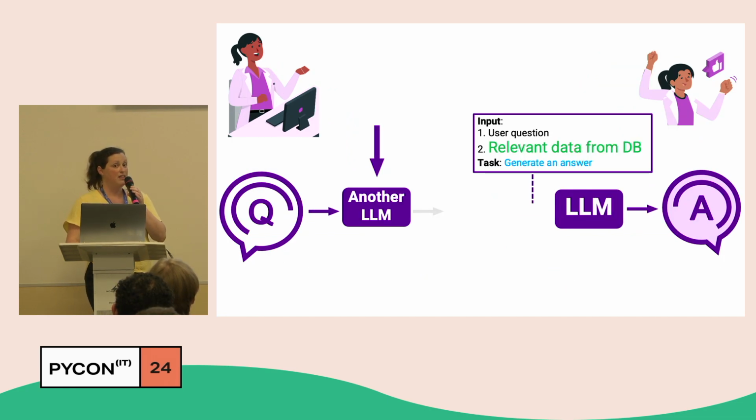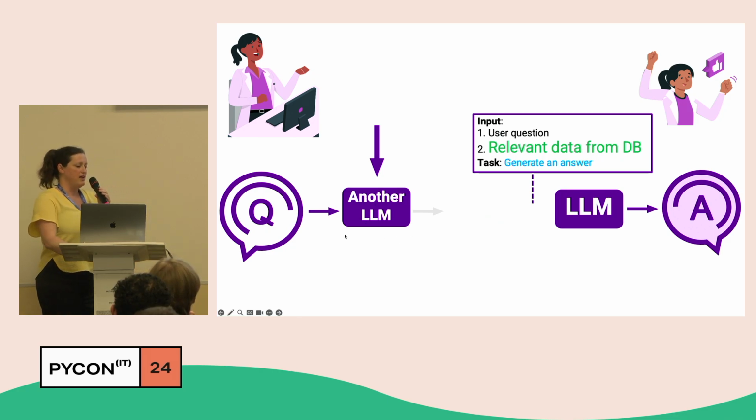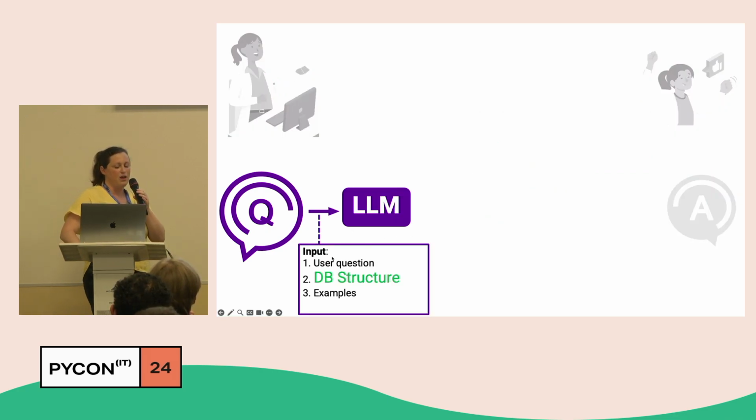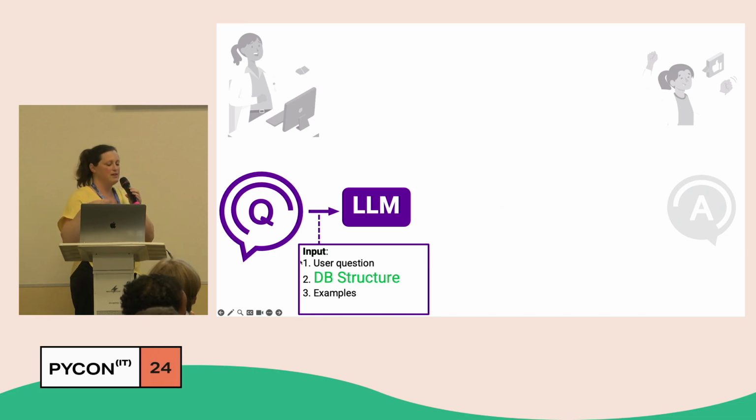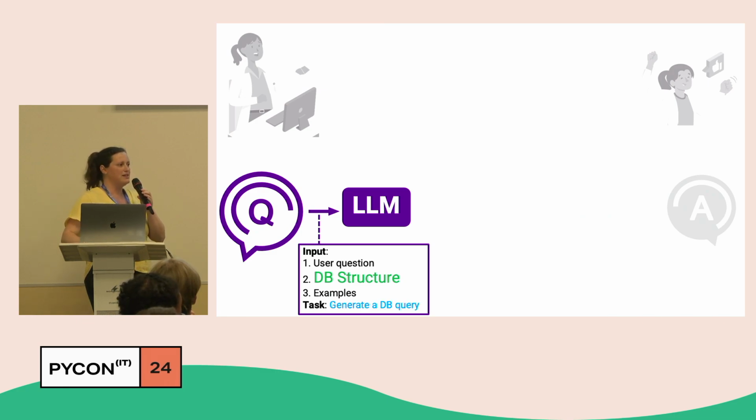So how are we going to do it? We simply use another LLM for this task. So this is the first LLM that we're going to use. To the first LLM, we're going to provide the doctor's question, but instead of providing all of the data from the database, we'll provide the database structure, the names of the tables and of the fields, and we will ask it, instead of generating the answer, to generate a database query that will fetch data from the database that is relevant to the doctor's question.